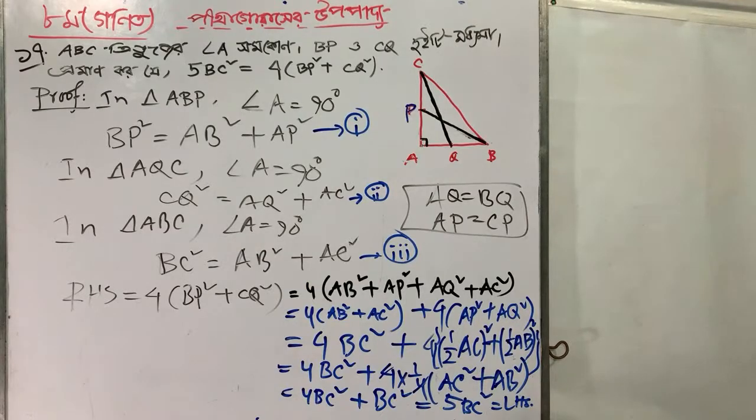We are done with 17. Let's do 21 probably, right? Let's do 21. Theorem number 21.